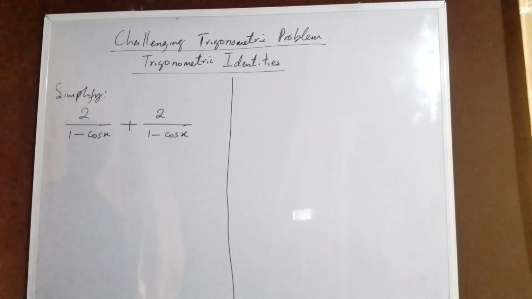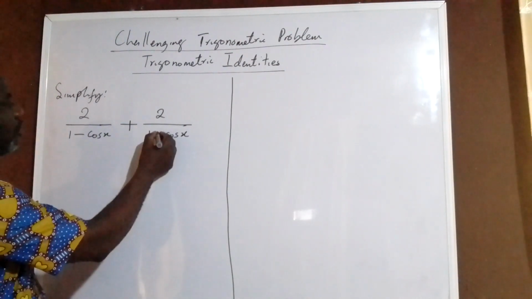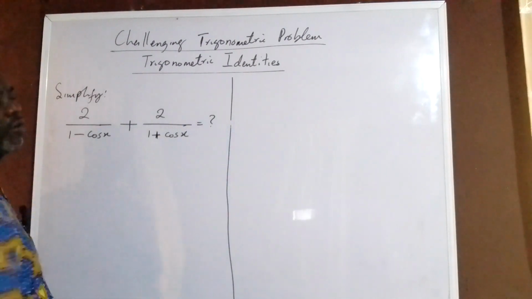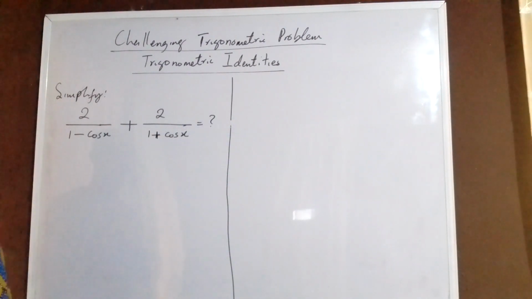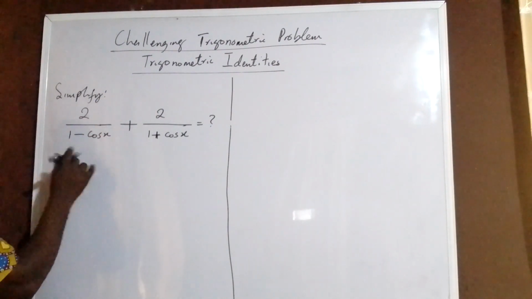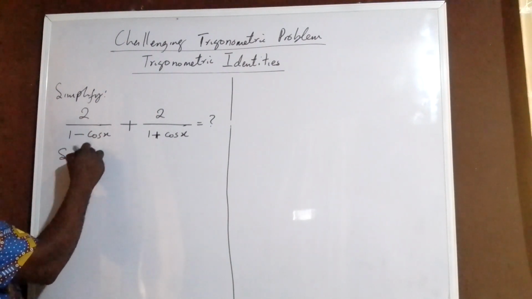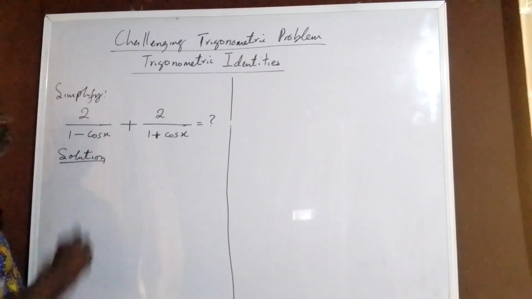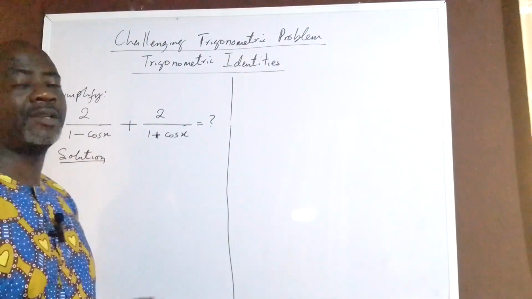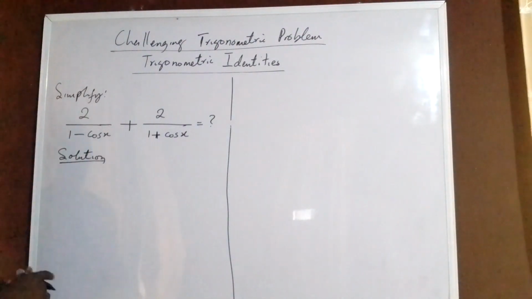We have 2 over 1 minus cos x plus 2 over 1 plus cos x. So what will be the result of this? And so let's see how we solve this kind of problem. We need some knowledge of trigonometric identities, okay, to be able to successfully do justice to this question.